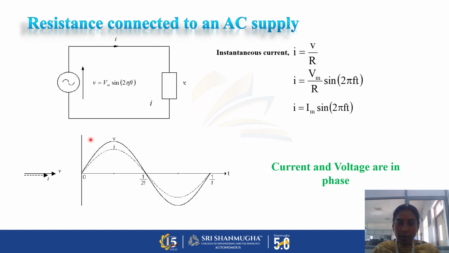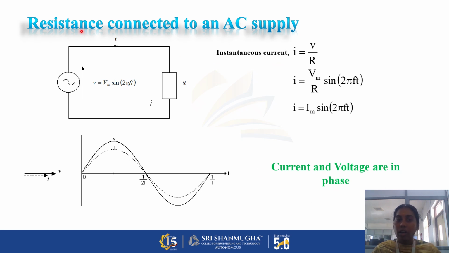This is the maximum voltage, and at this point the current attains its maximum value. So when resistance is connected to an AC supply, both current and voltage are in phase. In phase means both the voltage and the current attain the maximum value at the same time, the maximum negative value at the same time, and complete their cycle at the same time. The positive half is completed in half of the period and the negative half is completed in half of the period, for both voltage and current. That is why current and voltage are called in phase.